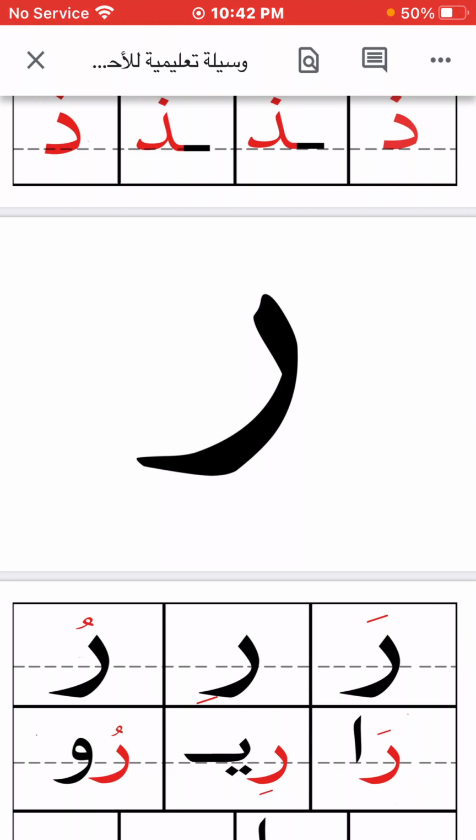And the ra has two states in the Arabic language. Sometimes ra comes heavy, and sometimes ra comes light. So sometimes we say ra, and sometimes we say ra. And we will know why and when we can pronounce letter ra heavy, and when letter ra light.